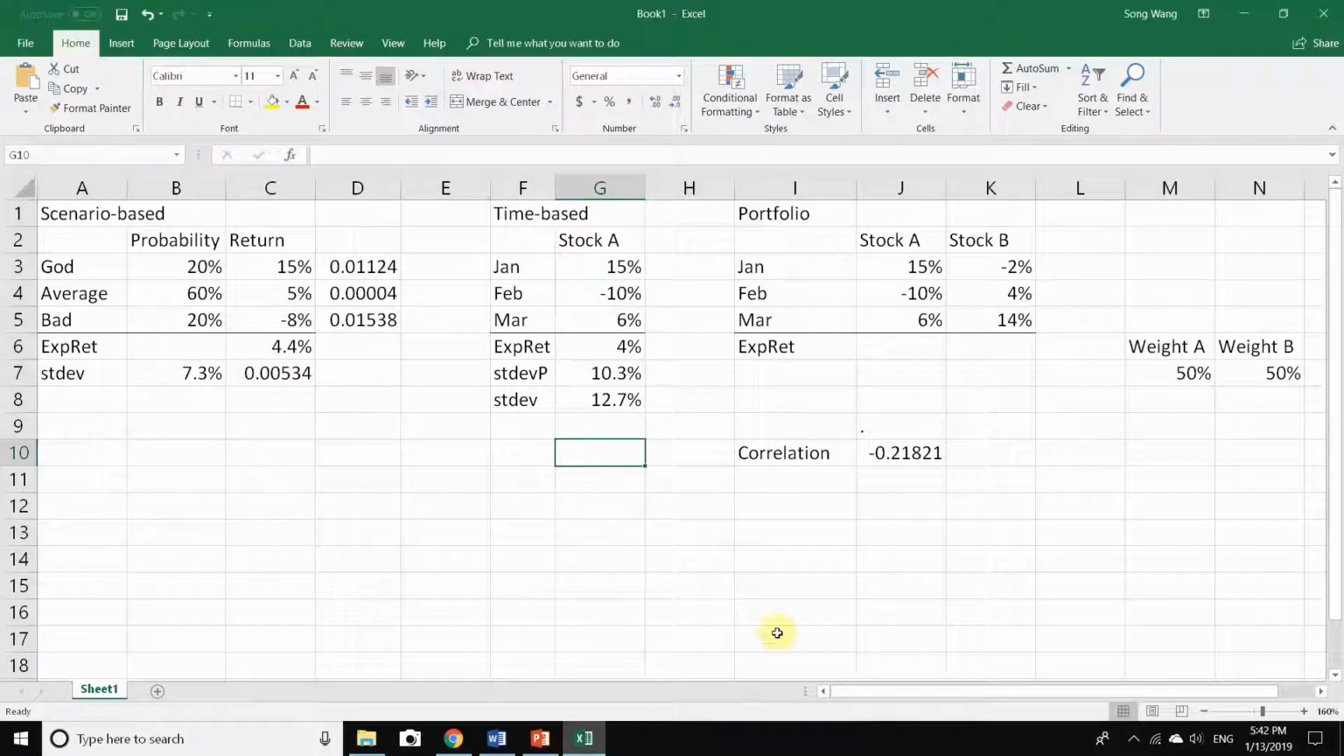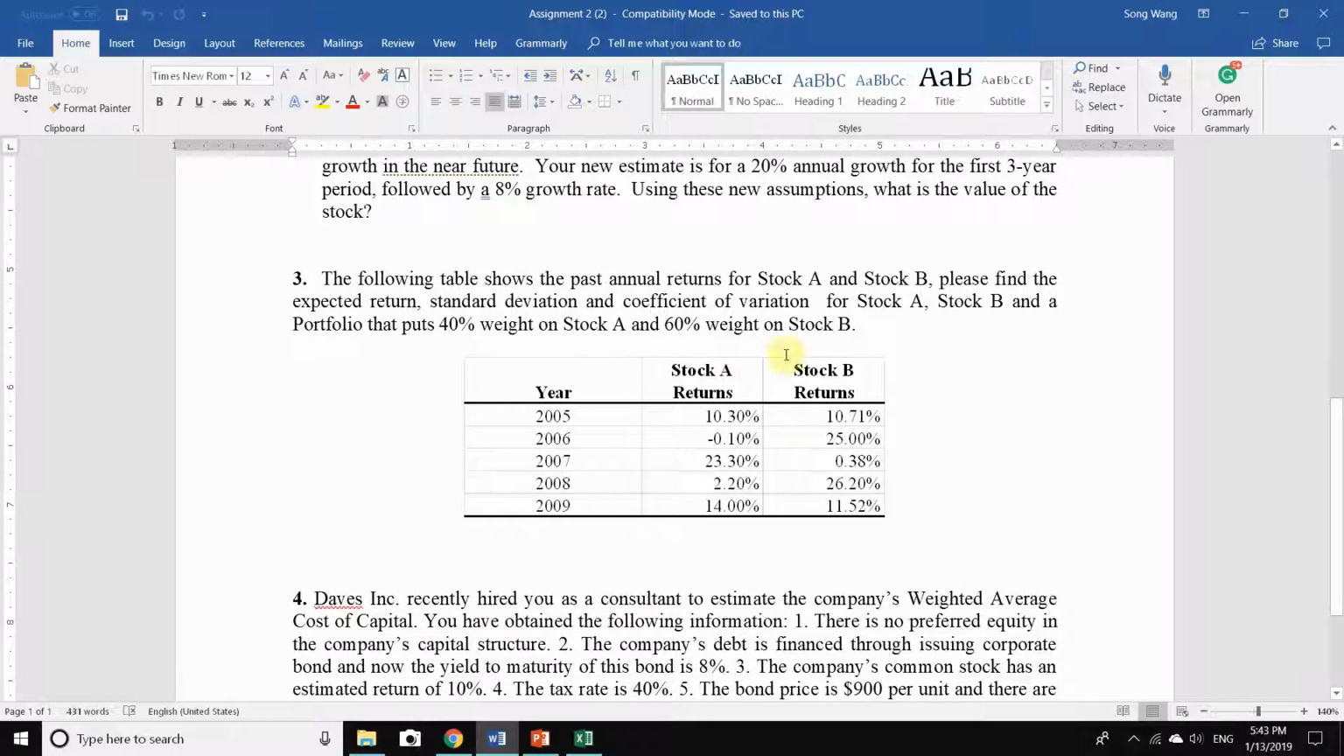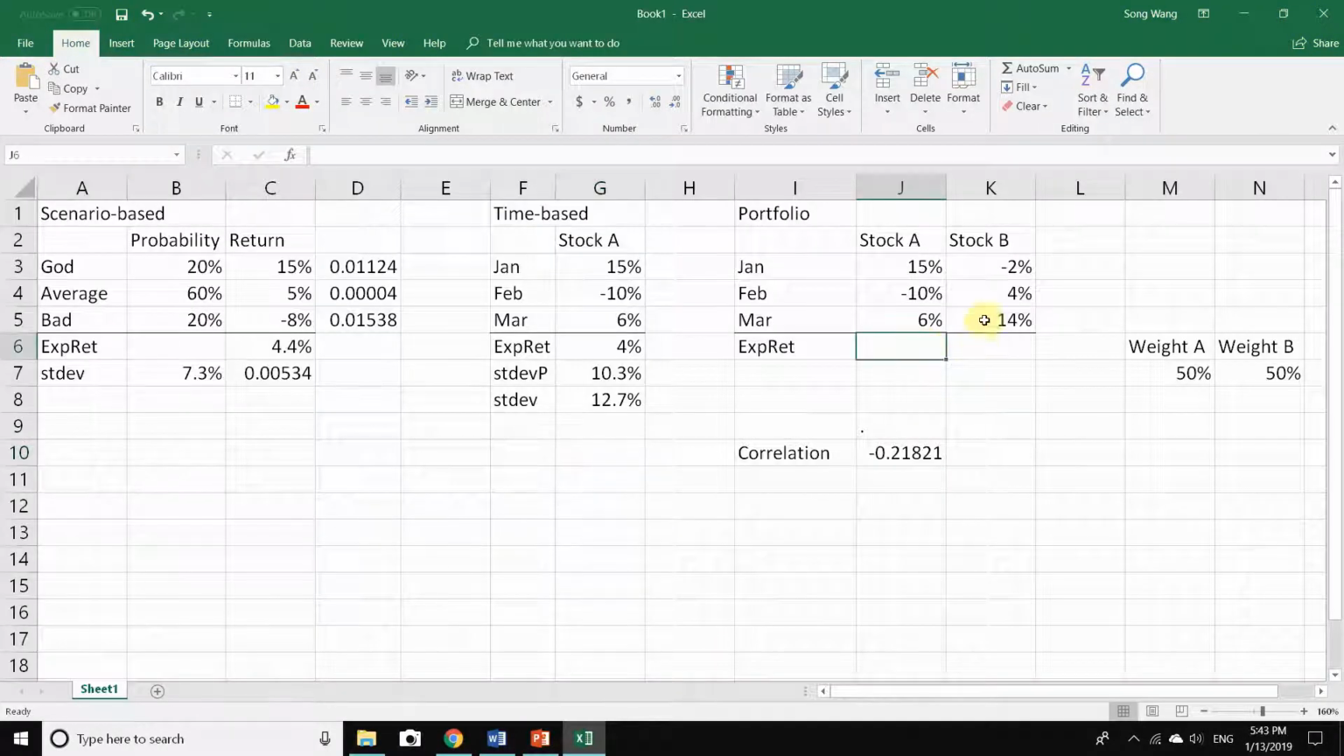All right. Here is an example, which is very similar to your assignment number 3. Sorry, this is assignment 2, question number 3. What you need to do is first to copy these numbers in your Excel, and then calculate the expected return for A and B, the standard deviation for A and B, and the coefficient for A and B. Since this is an assignment, not an Excel project, I'm not gonna show you step by step how to do this. Rather, I'll give you a similar example like this.